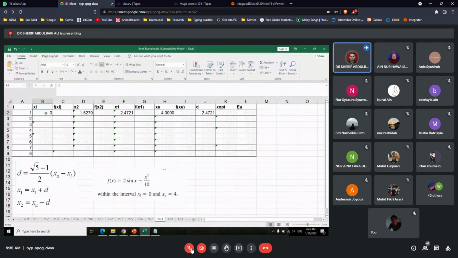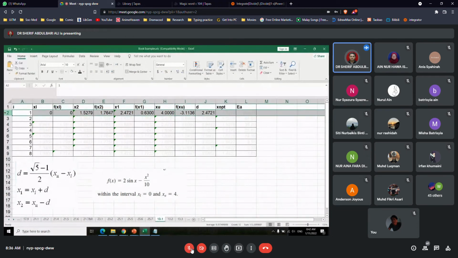Okay, so now when x lower is equal to 0, I'll put 0 here and 0 squared, and you'll see the value will be equal to 0. When x is equal to 1.5279, this function here will be equal to 1.76. When x1 is equal to 2.4271, I put the values in here, so the function of x1 will equal 0.63. When x is equal to 4, I put 4 here, 2 sine 4 minus 4 squared over 10, so the answer is equal to negative 3.11.